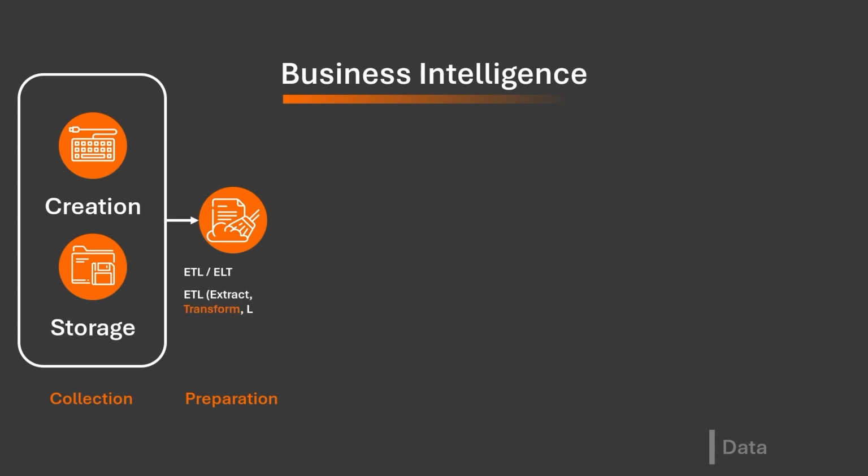ETL is extract, transform, load, and ELT is extract, load, transform, the difference being at what point you want to transform the data. ETL transforms data before loading it into the target system, while ELT loads raw data first and transforms it within the destination, which is often a data warehouse or data lake.